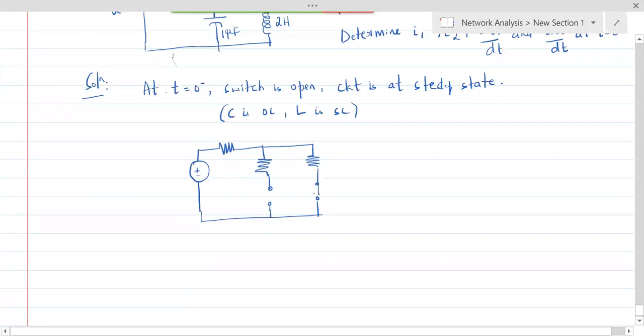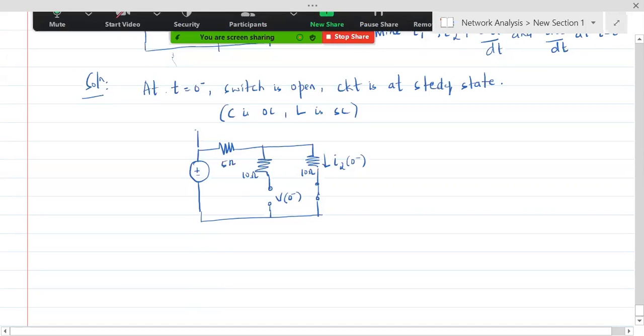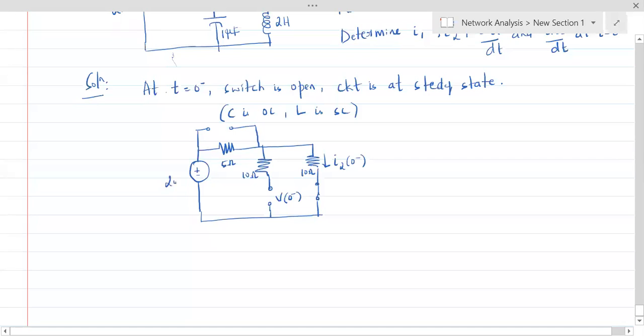This is short circuit. Okay, what's flowing here? I2 of 0 minus is flowing. Okay, what's dropping here? VC of 0 minus, or you can just call it V of 0 minus. Fine. So this is 10 ohms and 10 ohms are here. This is 5 ohms and there is the switch open. So this is how the circuit looks like.